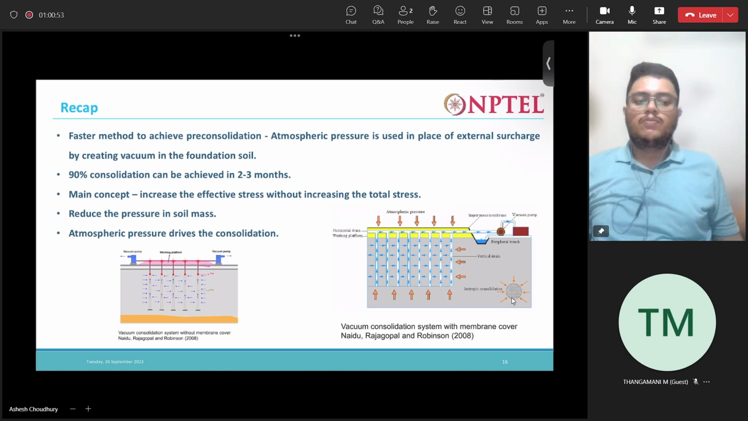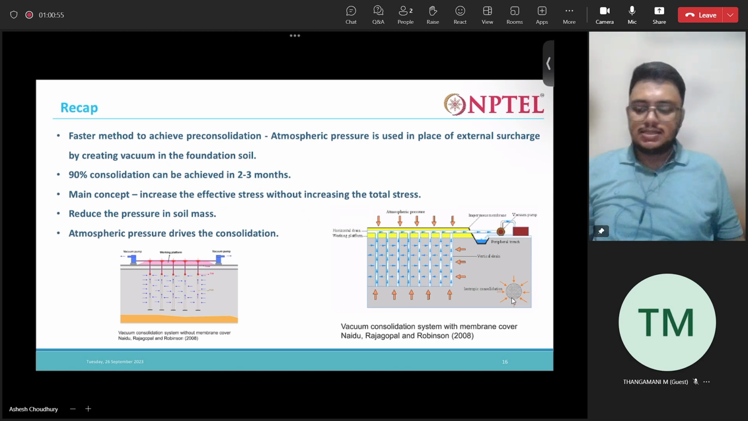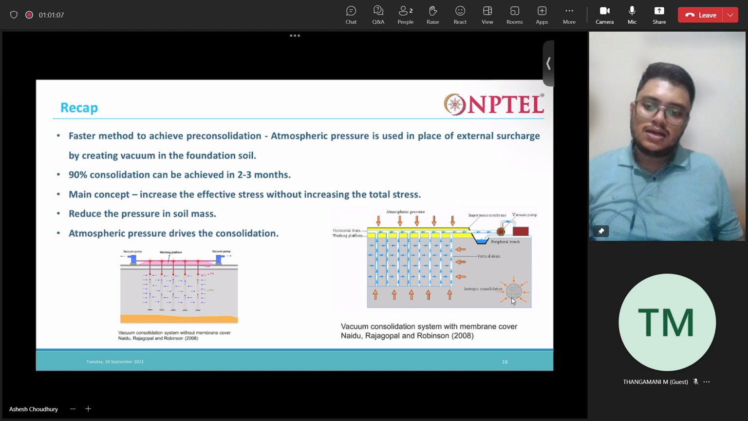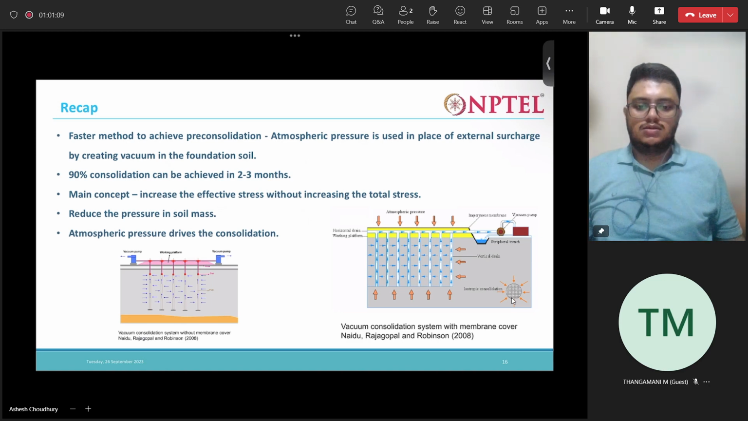Okay. Now we already studied sand drains, right? First we saw sand drains. Then what did we see? Then we saw the PVDs. Now the third thing is vacuum consolidation. Okay, so this is nothing but a faster method using which we can achieve the consolidation faster, faster than PVDs, just using PVDs with vacuum pressure.